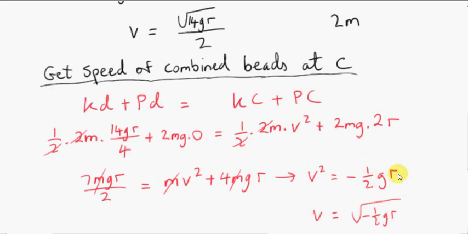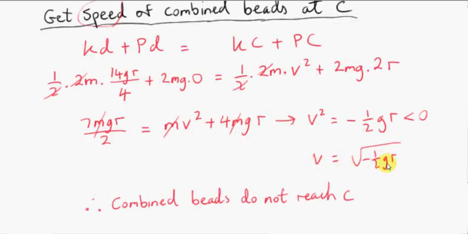Okay. So we're trying to get the square root of a negative quantity. So that tells us that we cannot find what we set out to find. We cannot find the speed of the combined beads at C. If we cannot find the speed of the combined beads at C, it means that the combined beads do not reach point C. So this is a nice example of proof by contradiction.